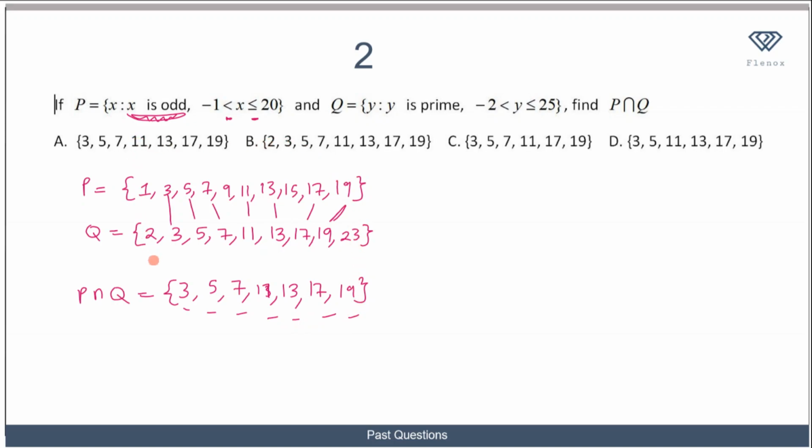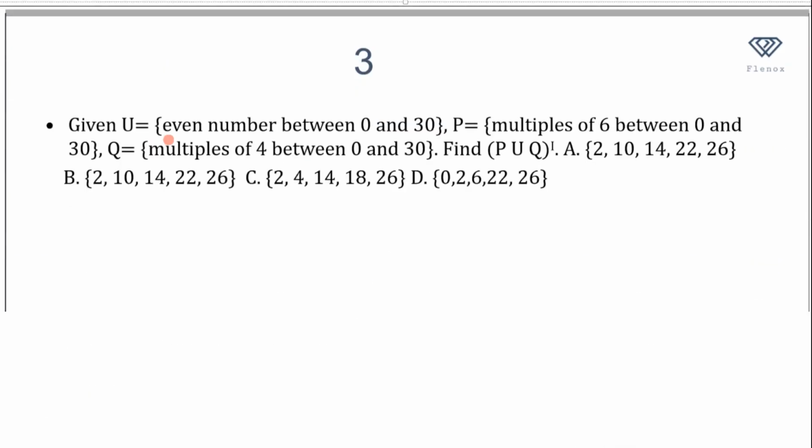So which option encompasses all of what is here? If you look closely, we see that the correct answer to this question is option A, because option A has all what you are looking for: 3, 5, 7, 11, 13, 17 and 19. So let's go to the next question.